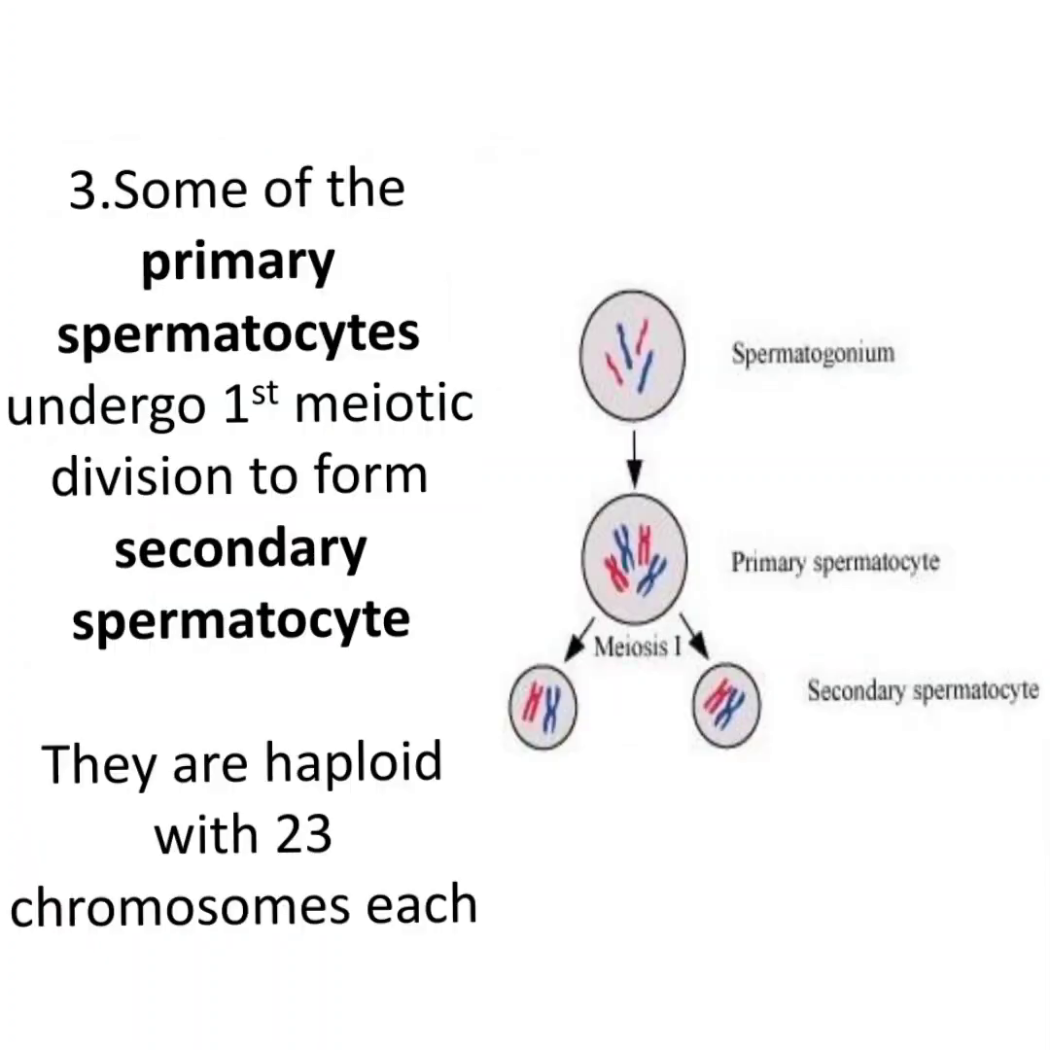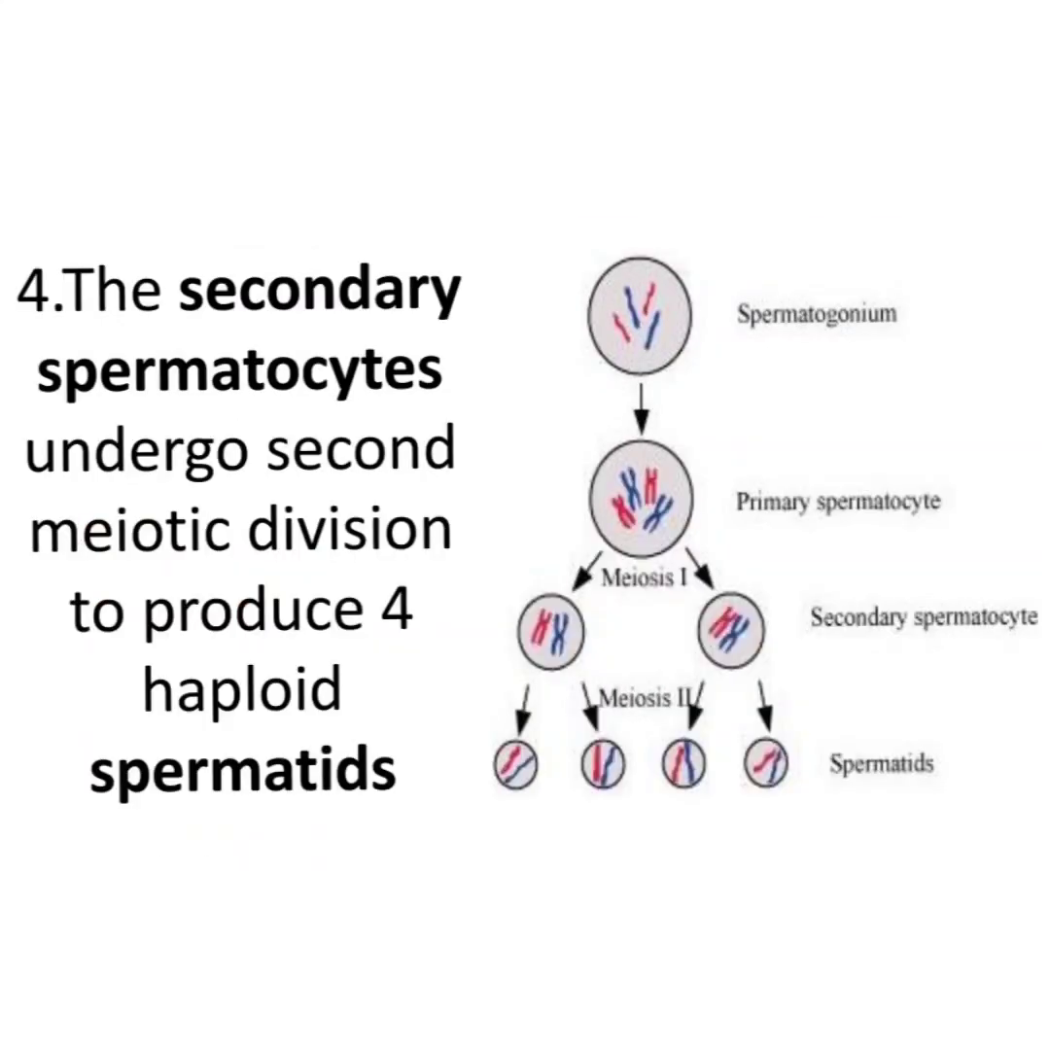Now, some of the spermatocytes undergo the first meiotic division. When they undergo the first meiotic division, the diploid number of chromosomes becomes the haploid number of chromosomes. And the cell that is formed is called the secondary spermatocyte, which contains only 23 chromosomes. The secondary spermatocytes undergo a second meiotic division. The second meiotic division is similar to a simple mitotic division, and the secondary spermatocytes produce 4 haploid spermatids.